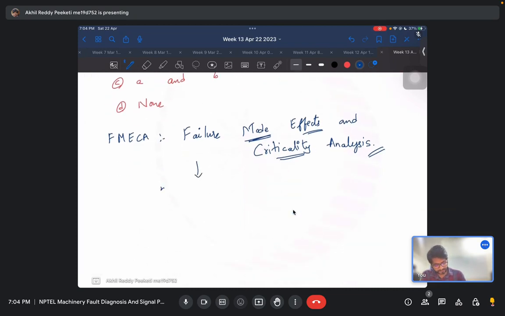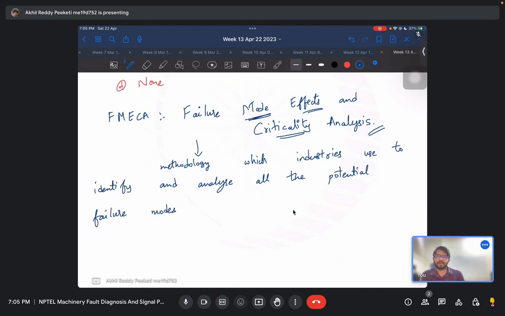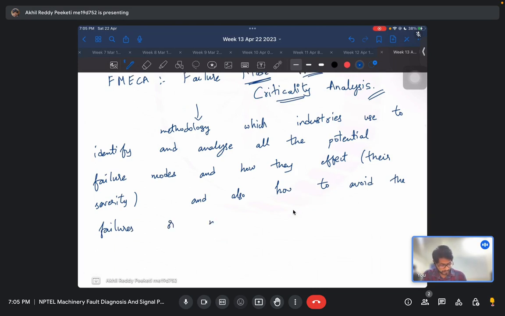So this is the methodology which industries use to identify and analyze all the possible or potential failure modes and how they affect the system, basically their severity and other cases, and also how to avoid such failures, or mitigate the impact.